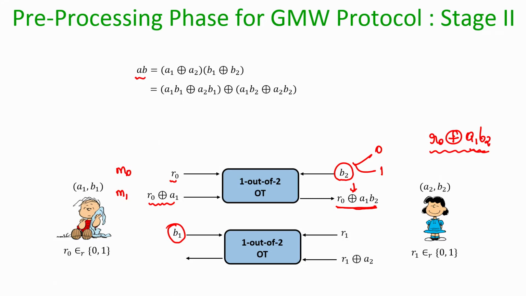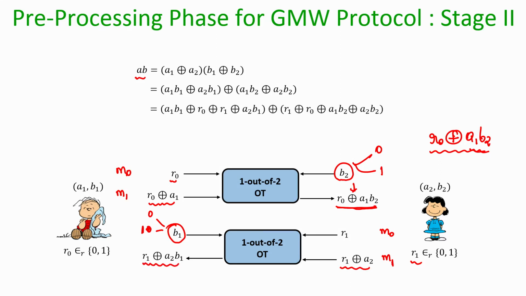For the other OT instance, we do it symmetrically. The second party P2 picks a random mask R1. The message M0 is her mask R1 and the message M1 is a masking of her A share with the pad R1. And now again, depending upon the choice bit B1 being 0 or 1, the first party P1 either receives the mask R1, which is useless, or a masking of the cross term A2 times B1, but with the mask R1 which is not known to the party P1.